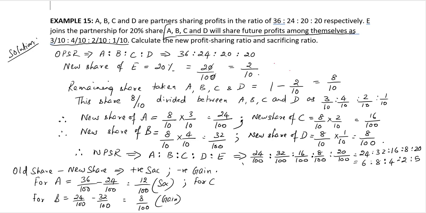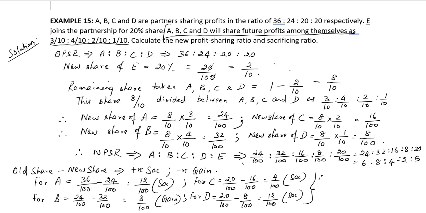For partner C, old share 20 by 100 minus the new share 16 by 100, 4 by 100, a positive figure, C has also sacrificed. And for D, old share 20 by 100 minus the new share 8 by 100, 12 divided by 100, D has sacrificed. Therefore, the sacrifice ratio between A, C and D is equal to 12 by 100 is to 4 divided by 100 is to 12 divided by 100, which can be written as 3:1:3.